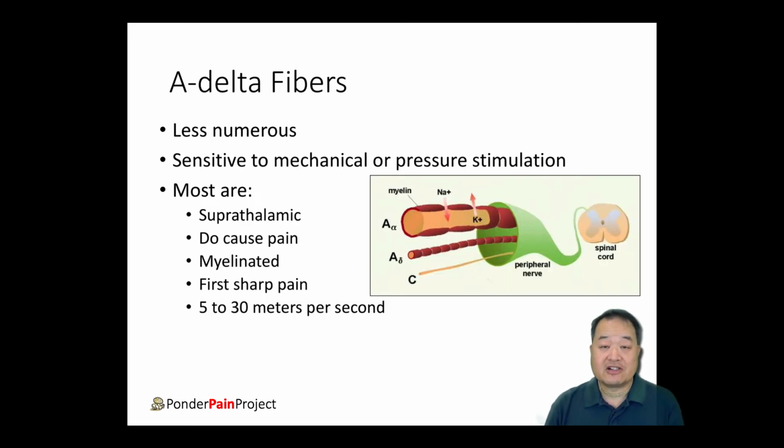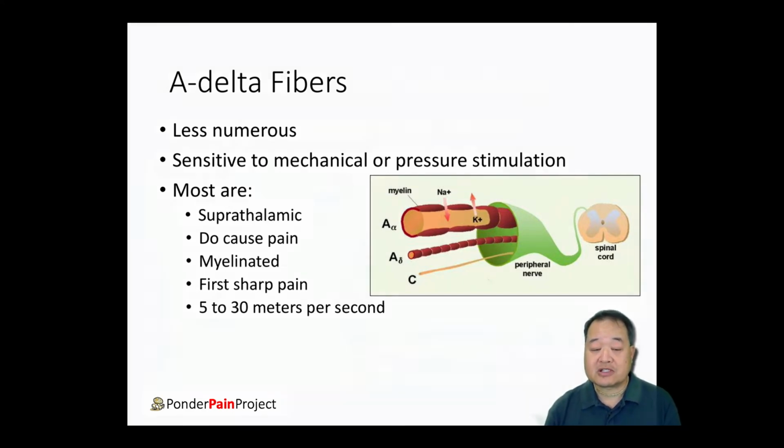Now we get to our A delta fibers. The A delta fibers are interesting because they are really more responsible for our first initial responses to pain. They're responsible for the first pain we feel, and for the first and quickest amount of information that's propagated up to the brain from the periphery. They're less numerous than C fibers, and they're sensitive to mechanical or pressure stimulation, mainly. So that's what we talked about earlier.